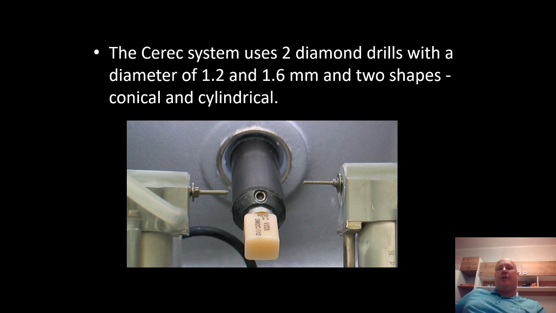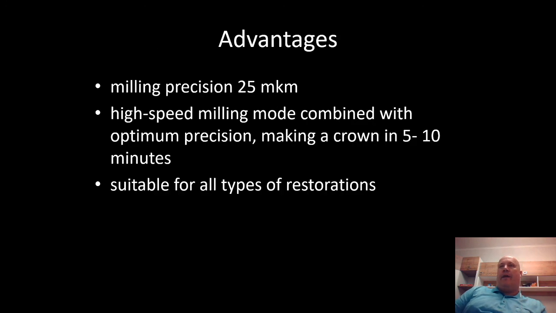The third system uses 2 diamond drills with a diameter of 1.2 and 1.6 millimeters and 2 shapes, conical and cylindrical. You can see it in our simulation center. It has the following advantages: milling precision of 25 micrometers, high-speed milling mode combined with optimum precision, making a crown not in 20 minutes but in 5–10 minutes, and suitable for all types of restoration.